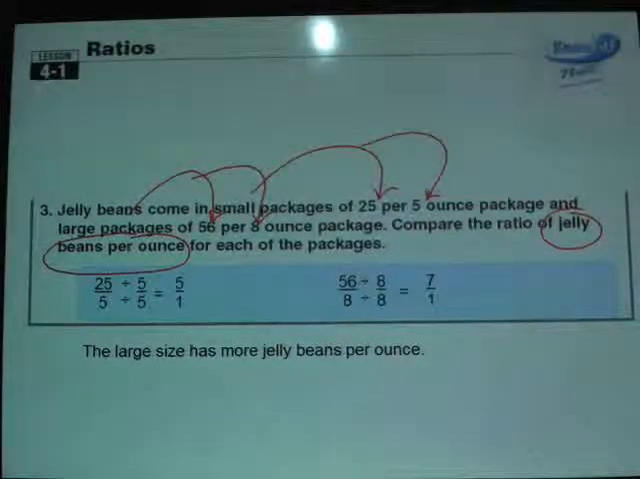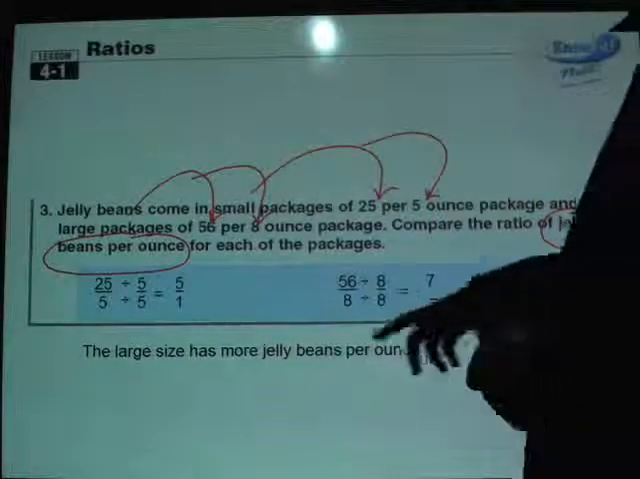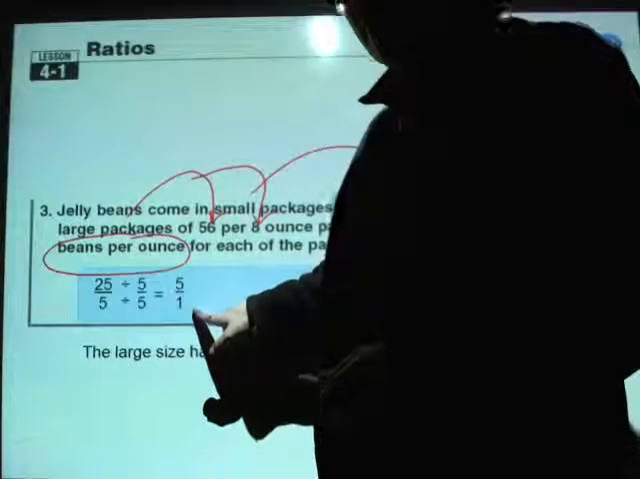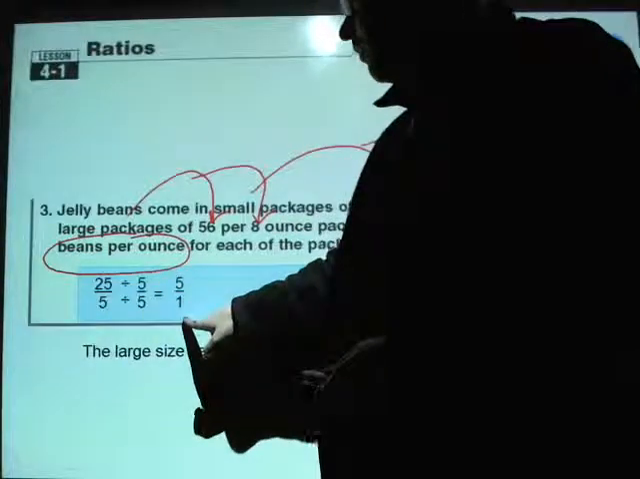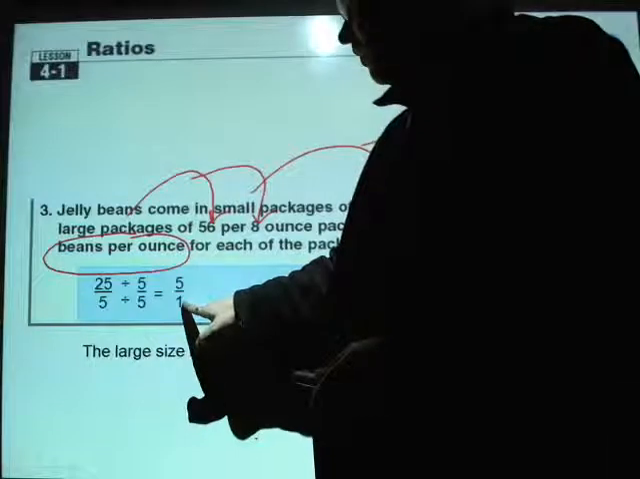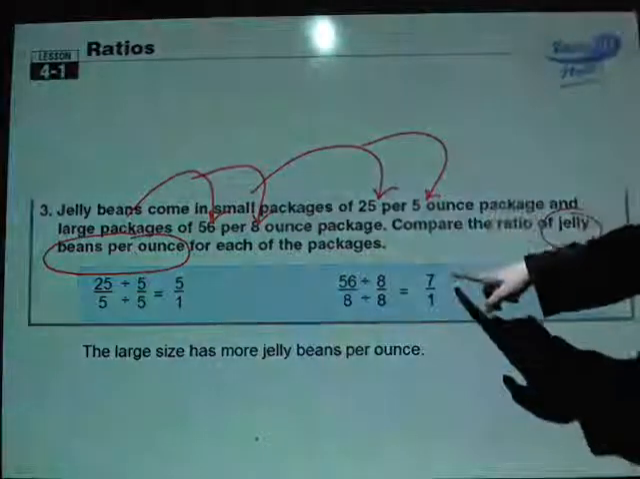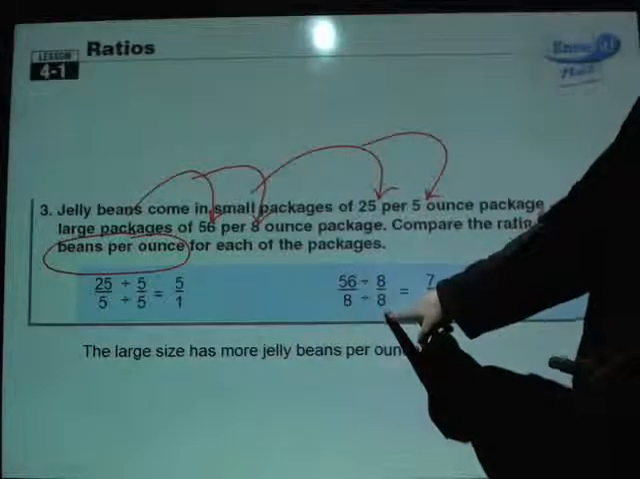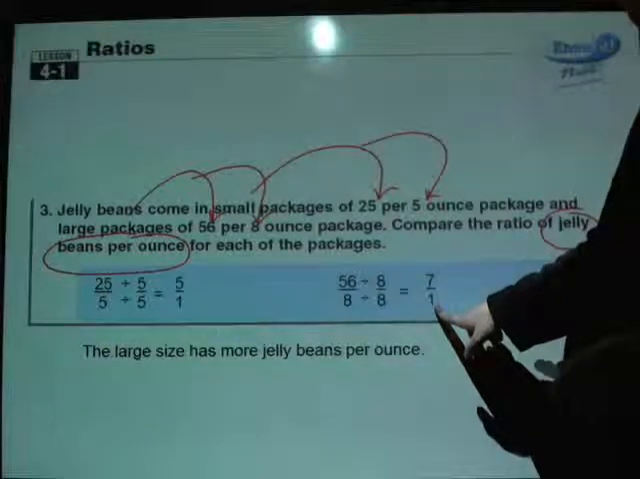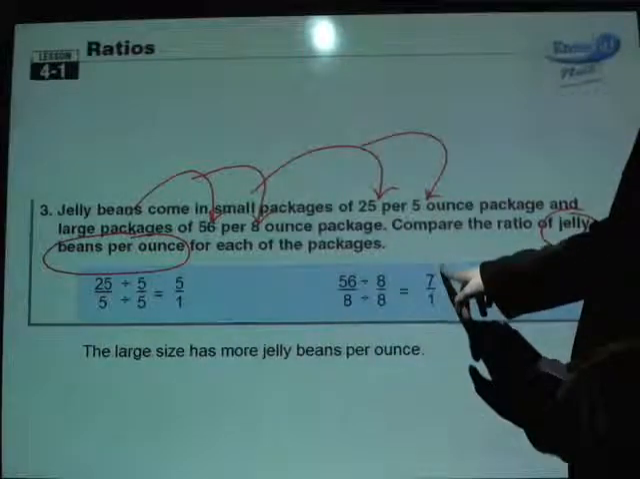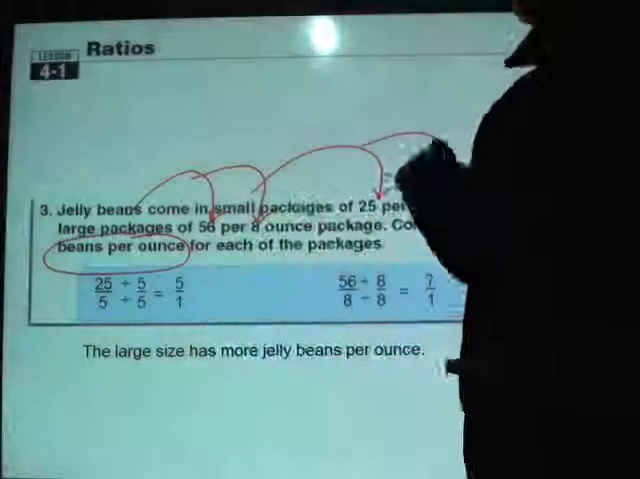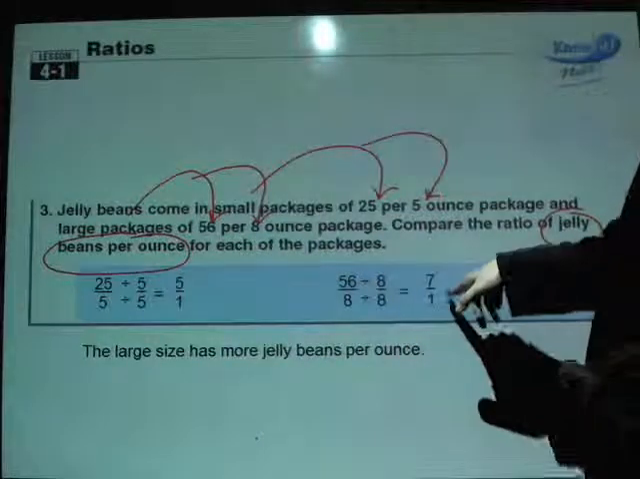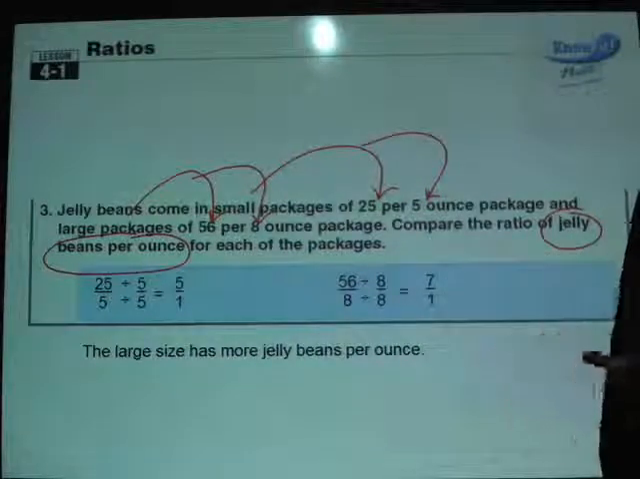So the tip here is they want the bottom number to become 1, so you're going to divide by whatever the bottom number is, just like the question we did a minute ago. So with this 25 over 5, to make the bottom number become 1, I'm going to divide by 5, top and bottom, 5 over 1. So that means I'm getting 5 jelly beans for 1 ounce in the small package. When I come over here and look at the large package, since the bottom number is 8, I'm going to divide the top and the bottom by 8. That's how I'm going to get 7 over 1. Well, that means I'm getting 7 jelly beans per ounce. Small package 5 per ounce, large package 7 per ounce. Well, that means in the large size package, I'm getting more jelly beans per ounce.